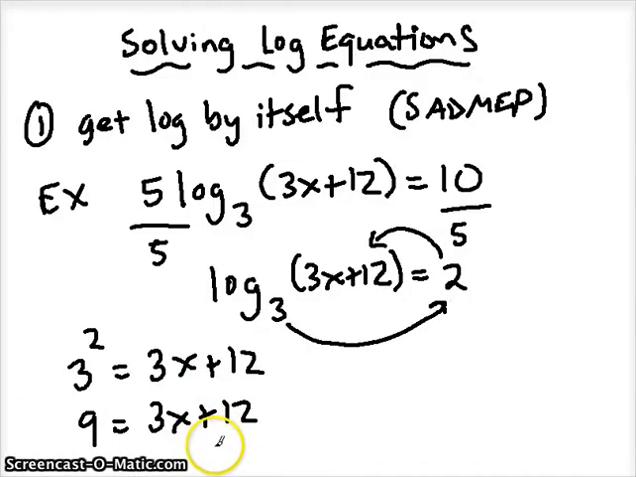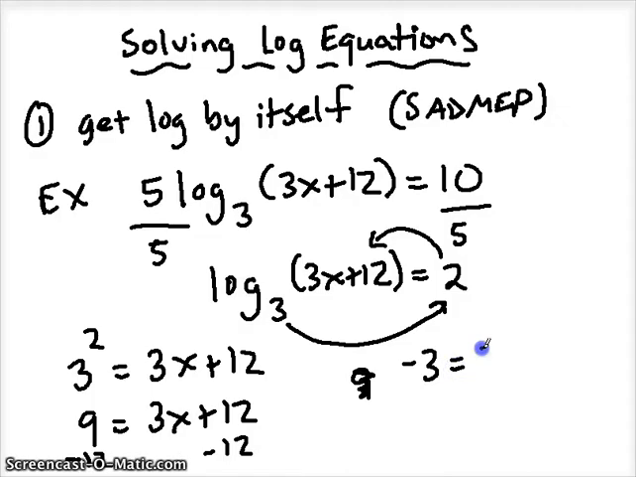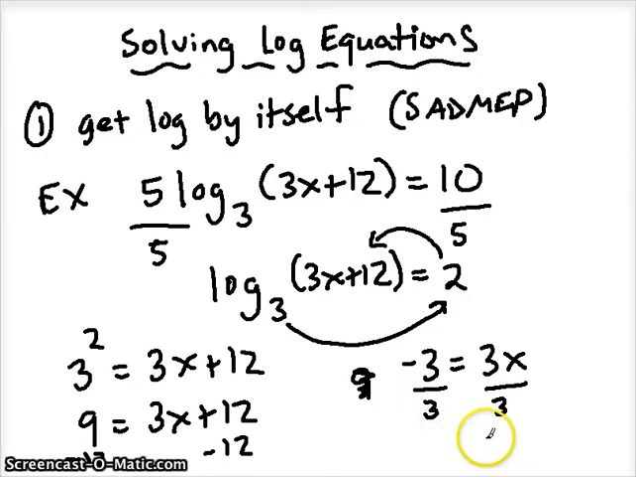Again, we're using SADMEP to solve. Get rid of our addition or subtraction first. Get rid of that 12 by subtracting it from both sides. So now we got 9 minus 12 is negative 3 equal to 3x. That's all that's left. To get x by itself, divide by 3. And our final solution is x is negative 1.